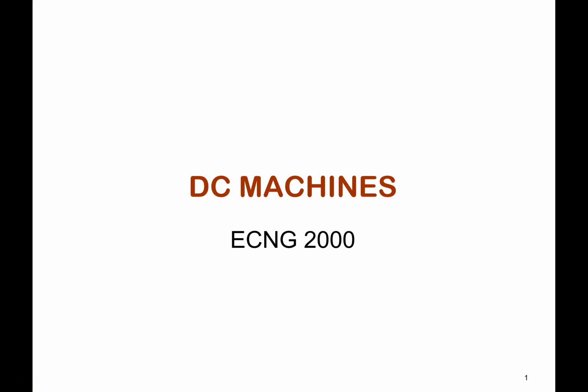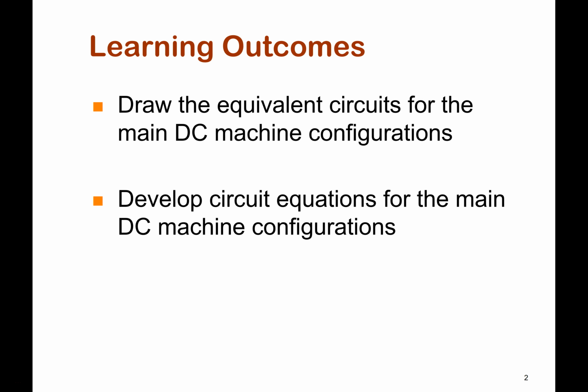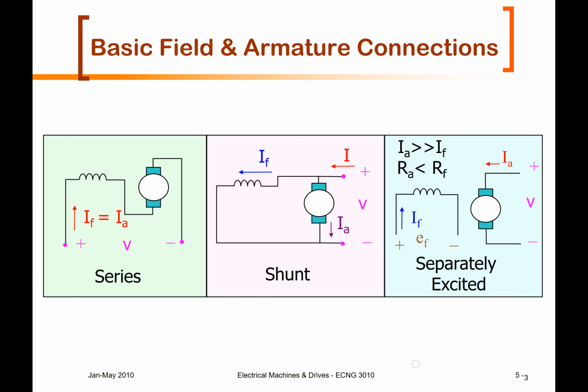Hi everyone, welcome to the second installment in our DC machine section. By the end of this session, you should be able to draw the equivalent circuits for the main DC machine configurations and develop the circuit equations pertaining to those configurations. The three configurations, very simple: series, shunt, and separately excited. And by configuration, we're talking about the configuration of the field and the armature.